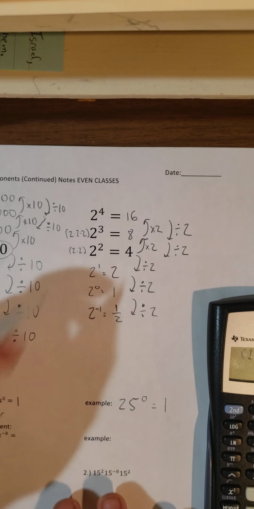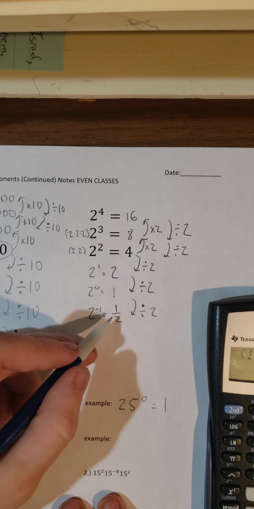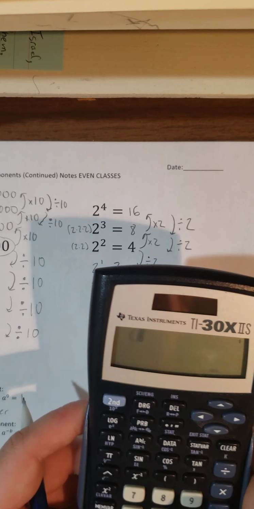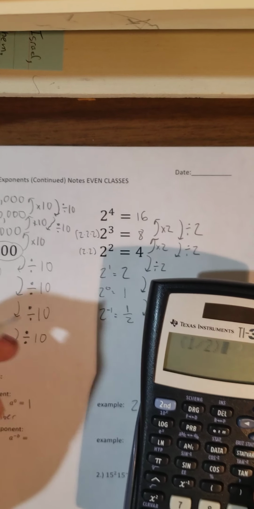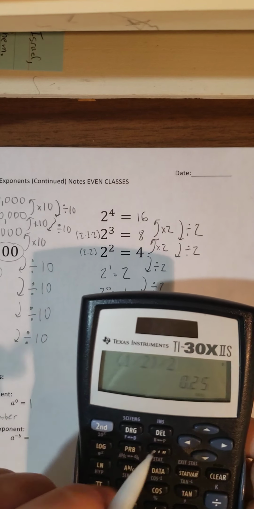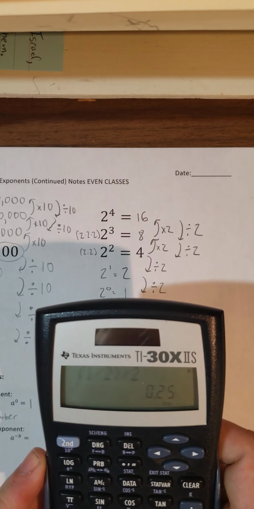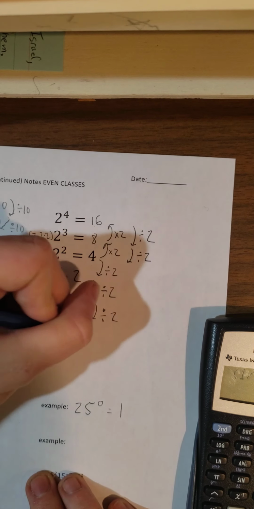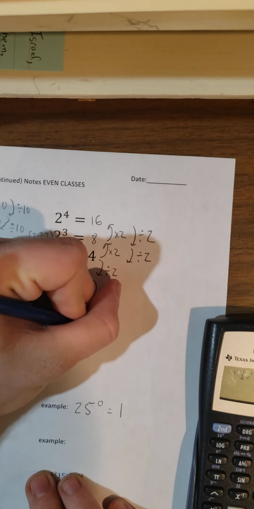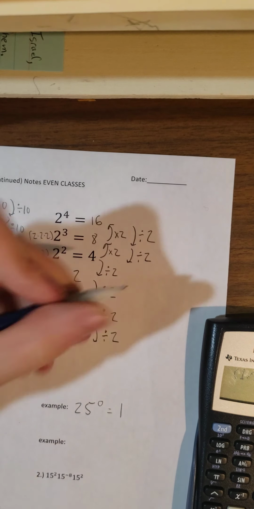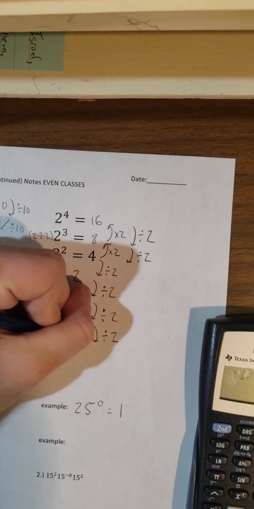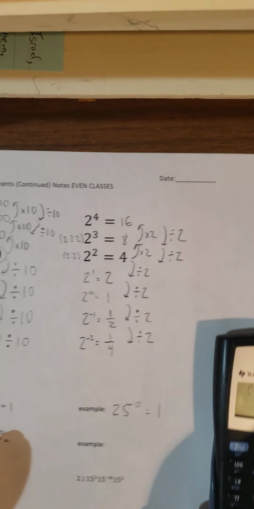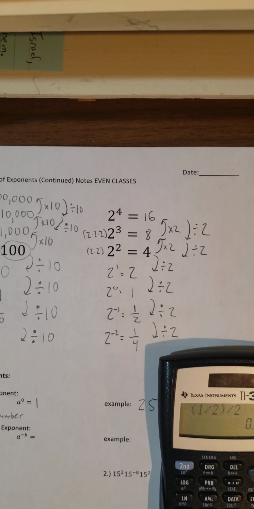Same thing here. If we take 1/2, so 1 divided by 2, and we divide it by 2 again, that gets us 0.25. So 2 to the power of negative 2 is 0.25, which as a fraction is 1/4.